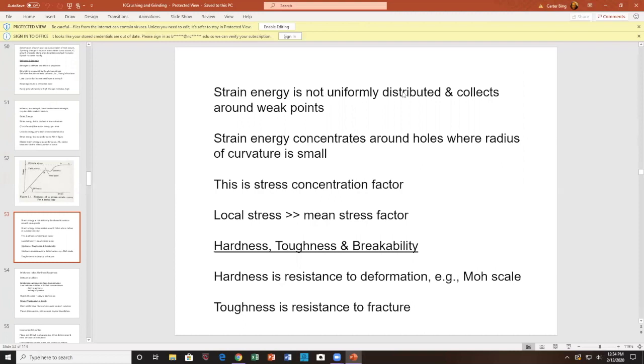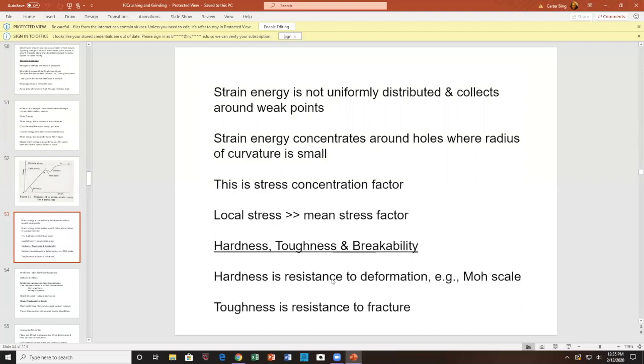Strain energy is not uniformly distributed, and it collects around weak points. Strain energy concentrates around holes where the radius of curvature is small. This is the stress concentration factor, right? The local stress can be very much higher than the mean stress. Local stress is higher than mean stress.